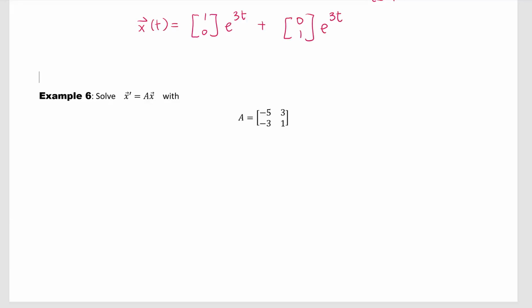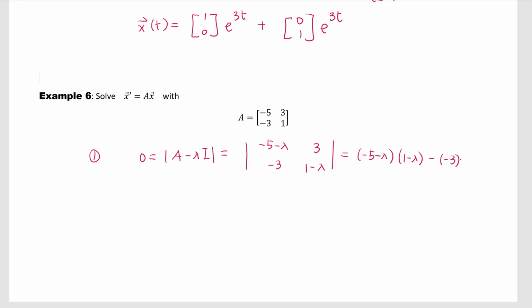So example 6, solve the system with A equals (-5, -3; 3, 1). Alright, so the first step, we also compute the characteristic equation. So we subtract lambda from the diagonal elements, and the rest of the entries stay the same. So cross multiply, but we subtract, right? So (-5 minus lambda) times (1 minus lambda), we subtract -3 times 3.